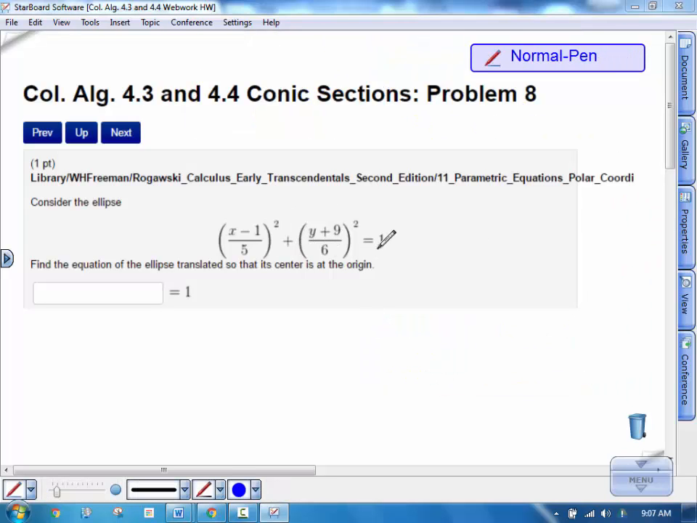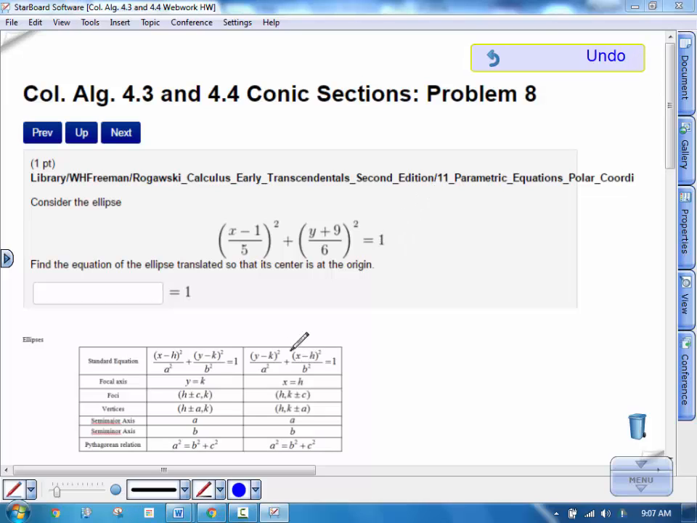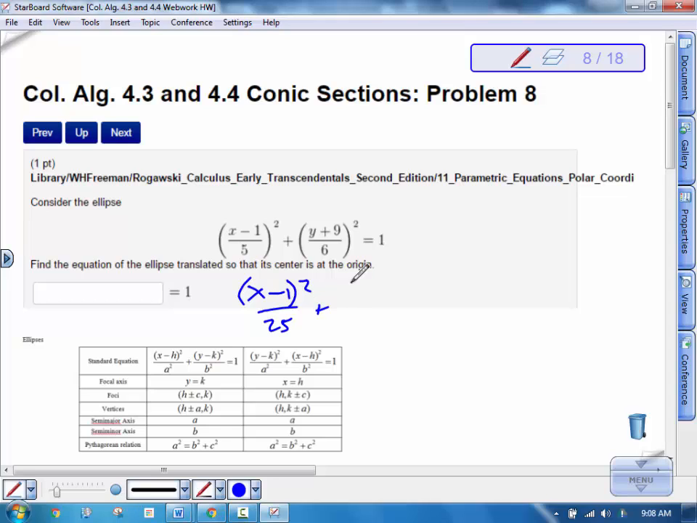It gives us an equation for an ellipse, and it wants us to translate it to the center of the origin. Well, if you remember the equation for ellipses, if you look at the formula sheet, it's basically in standard form, except standard form typically, we would write it like this: x minus 1 squared over 25. Usually we actually square these, so y plus 9 squared over 36 equals 1. And then you can see that h is 1 and k is 9. So this thing's been shifted over 1 and up 9, or down 9, or whatever.